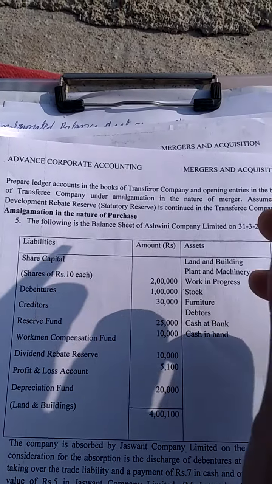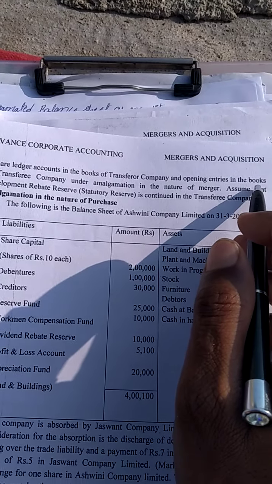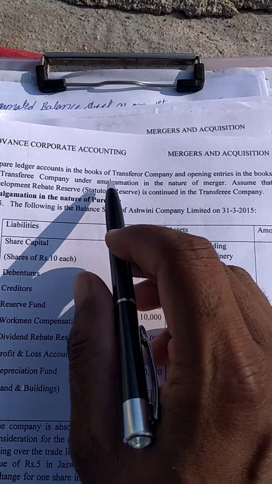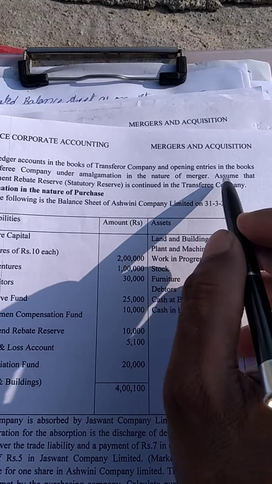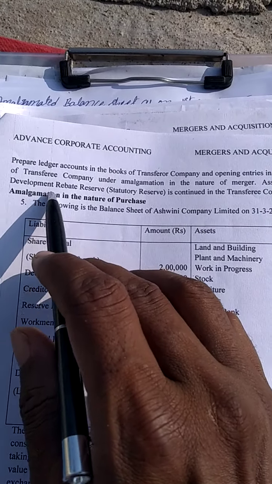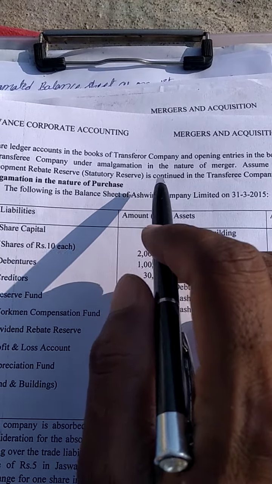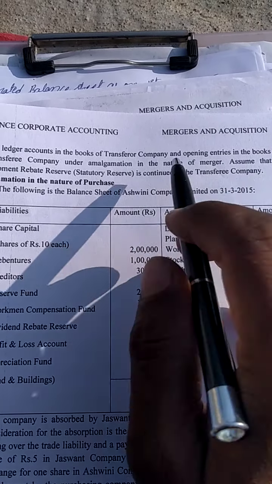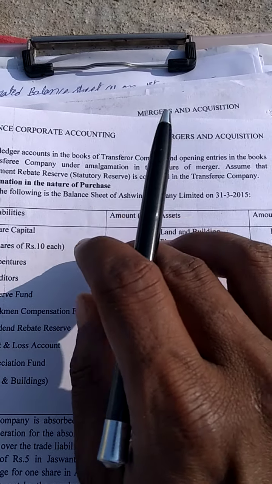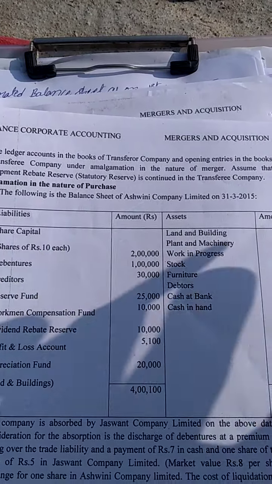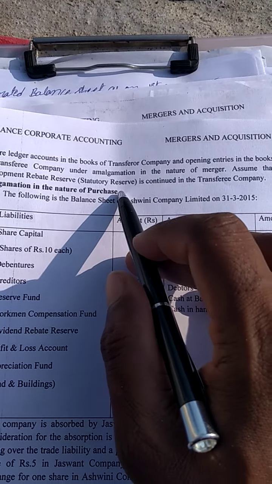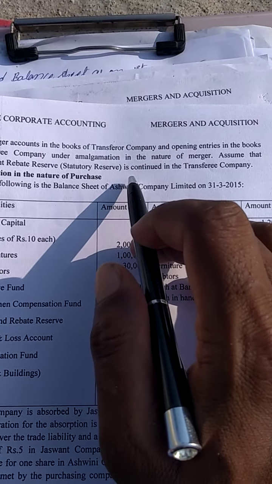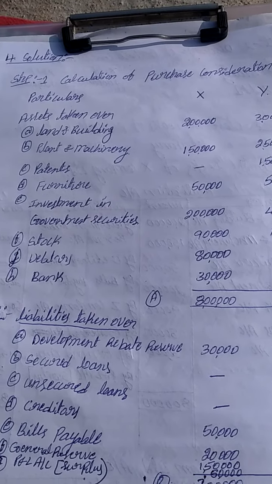Like in the books of X limited as well as Y limited, both company you have to prepare ledger accounts. And opening entries in the books of transferee company under amalgamation in the nature of merger, assuming that development rebate reserve, that is a statutory reserve, continues in the transferee company. Here statutory reserve continues for 2 more or 3 more years. So we are going to prepare like that. We are going to solve the problem.